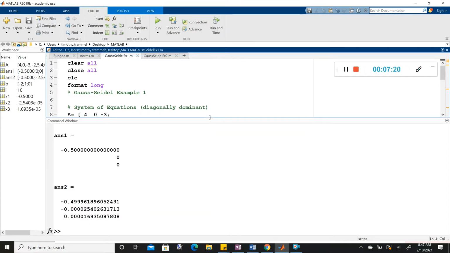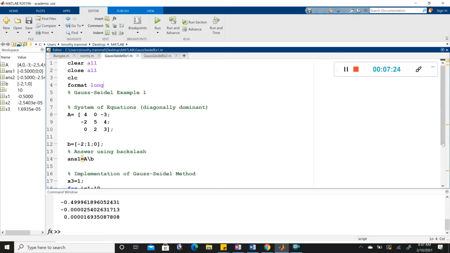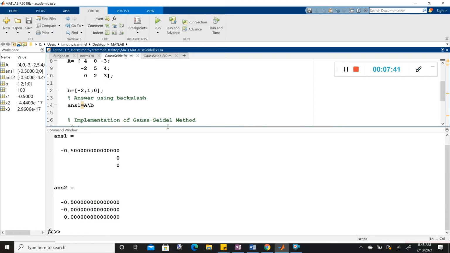Alright, still looks pretty good, especially if we maybe up this again. Let's see if we can get a little bit closer. Let's try 100 iterations. Okay, so after 100 iterations, it looks like they are going to be close to, if not identical. Yeah, they are identical.